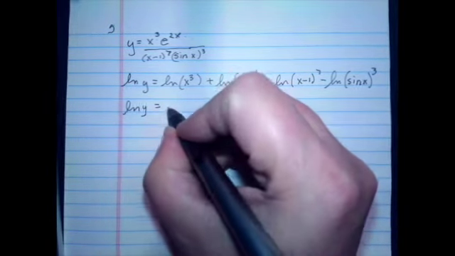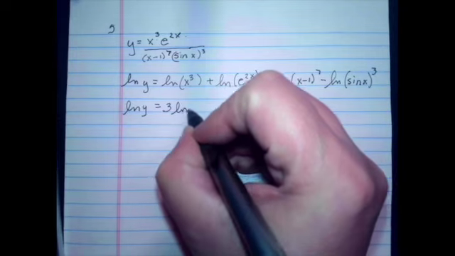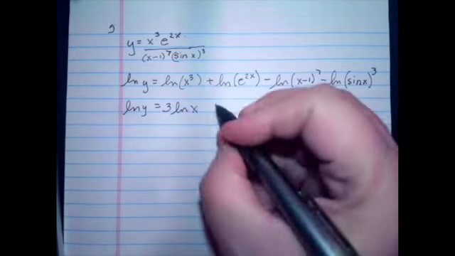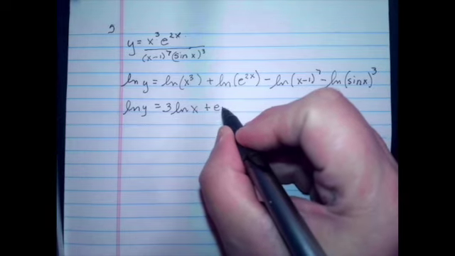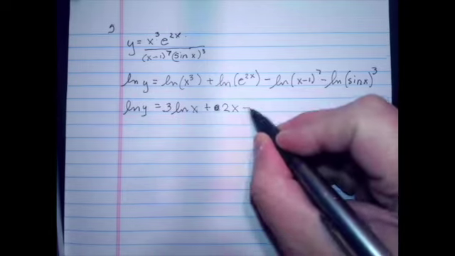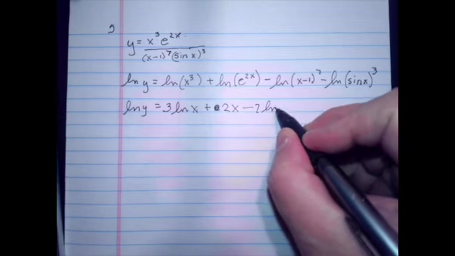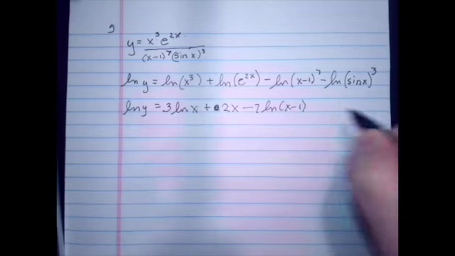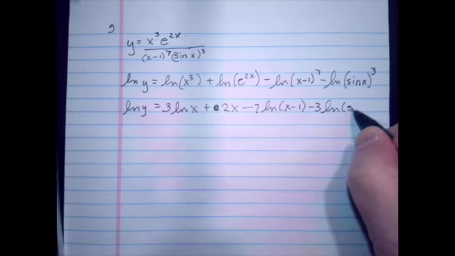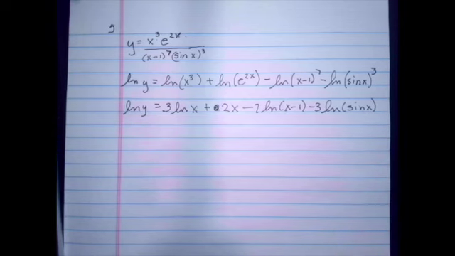I'm going to bring the 3 up to the front, so this is 3 times the natural log of x. Here the natural log and the e undo one another, and we're left with just 2x. Then we'll have minus 7 times the natural log of x minus 1 minus 3 times the natural log of sine x. Now we differentiate each side with respect to x.